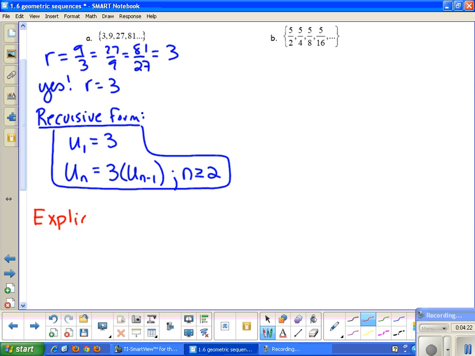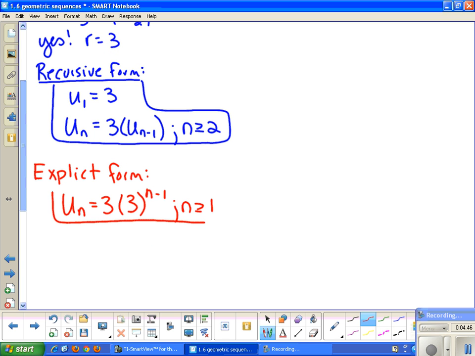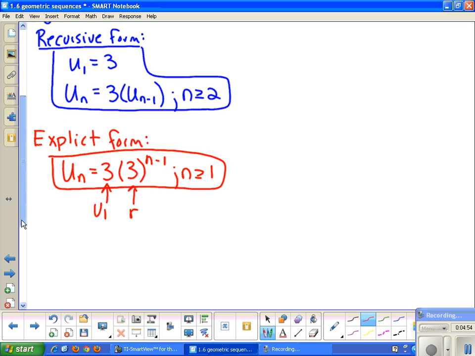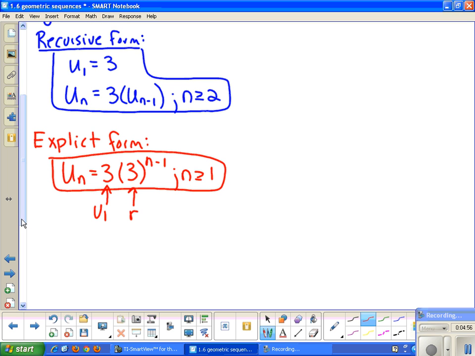Explicit form, you don't have to do that. So the formula for the nth term for explicit would be equal to my first term, which is 3, times my ratio, r, which in this case is 3 as well, to the n minus 1 power for values of n greater than or equal to 1. So notice that it's not greater than or equal to 2, it's 1. So this is my formula. And remember, this is your first term, and this was our common ratio r. And remember, the explicit form is nice because I should be able to plug any value in for n, and that gives me the term of the sequence that I want.